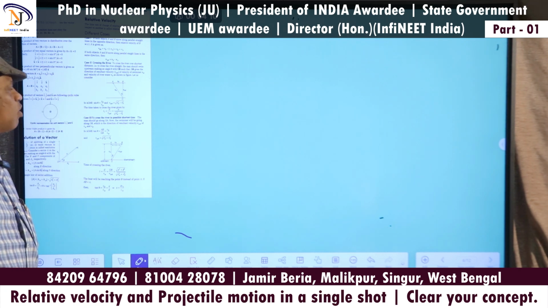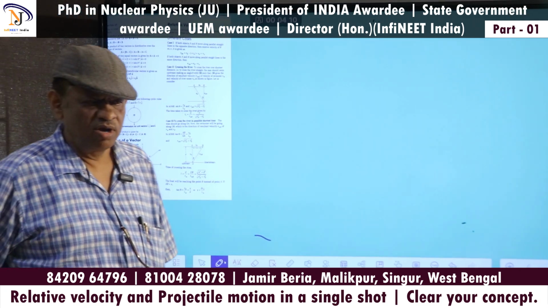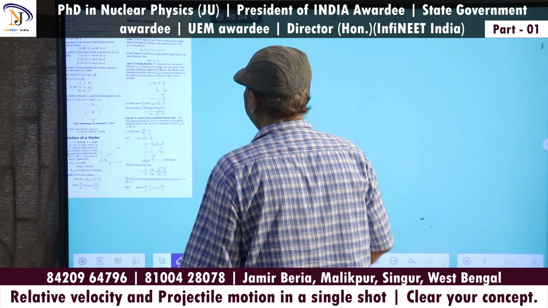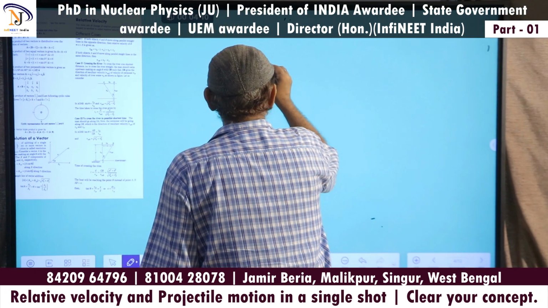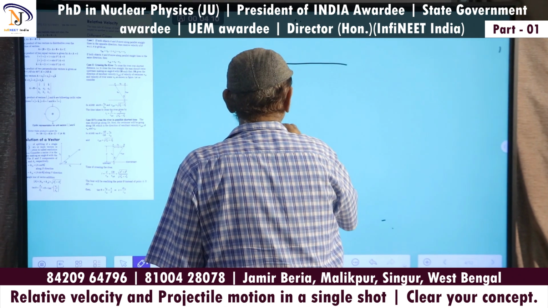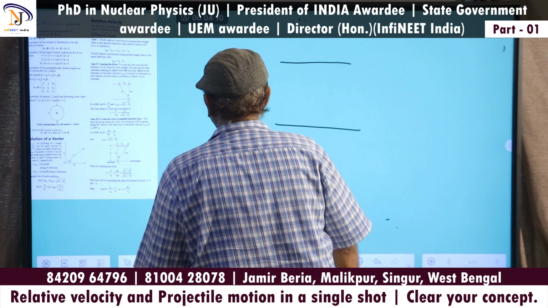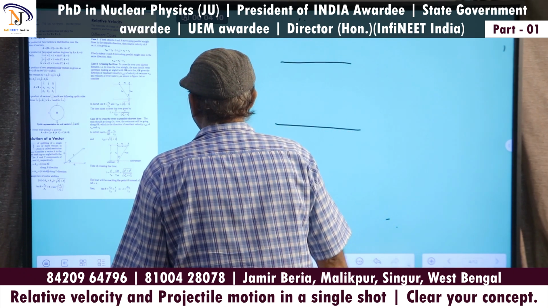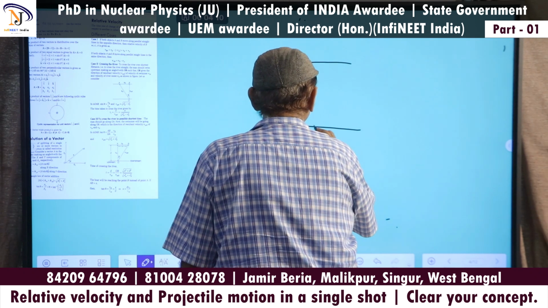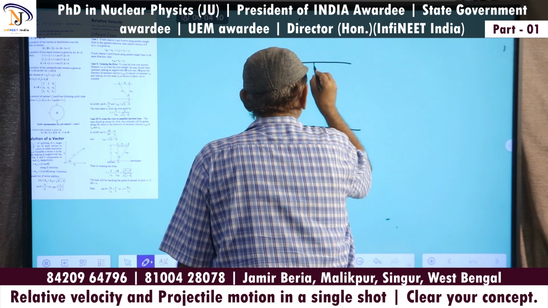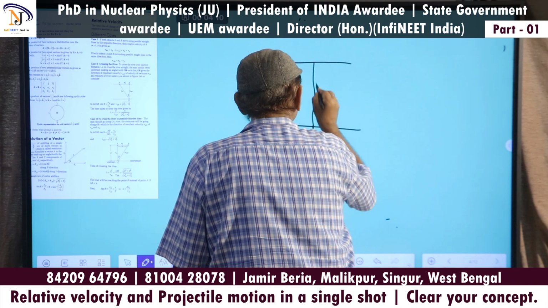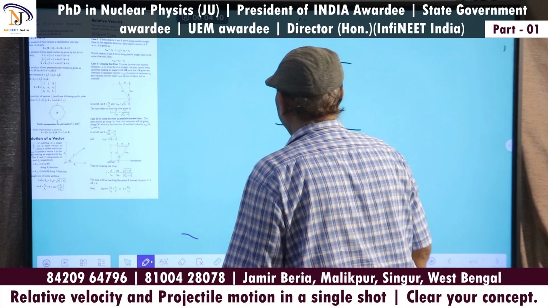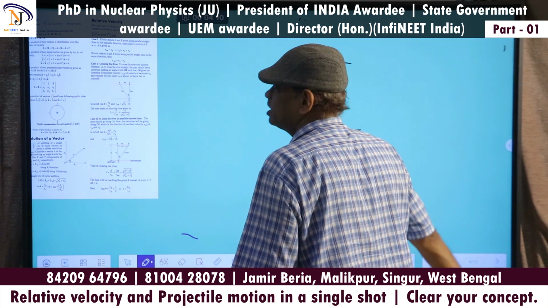Here you see, crossing the river. Okay, crossing the river. What do you have to do? Suppose this is a river, and you want to cross the river. In which direction do you want to go? The shortest distance. Shortest distance means this. This is the shortest distance. And the river flows in this direction.